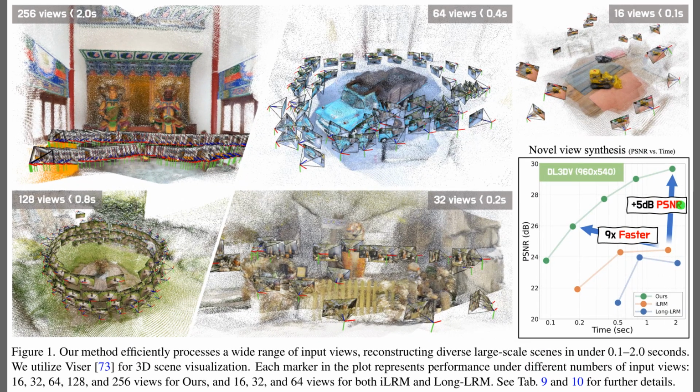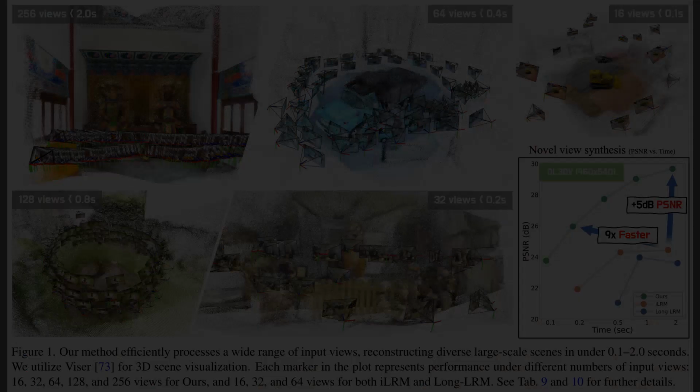Alright, Figure 1 gives a visual sense of what the method achieves at scale. The montage of five point cloud scenes shows that the model reconstructs complex environments from 16 up to 256 input photos, and each panel labels that this happens in, at most, about 2 seconds. The graph on the right plots quality versus time and shows that the new method is both about 9 times faster and roughly 5 decibels better in reconstruction accuracy than the two prior models.